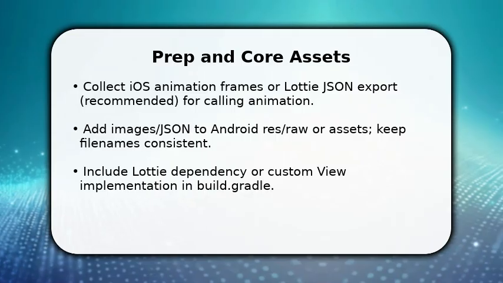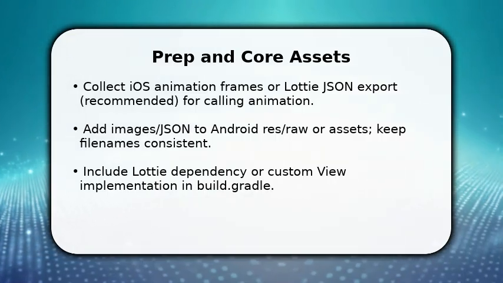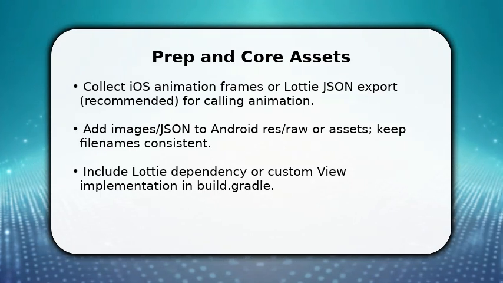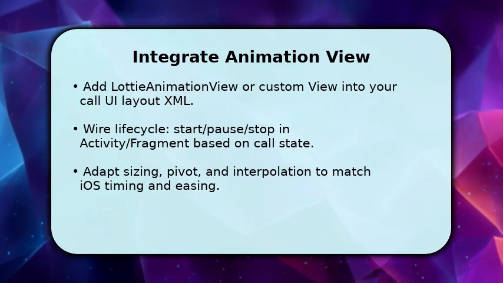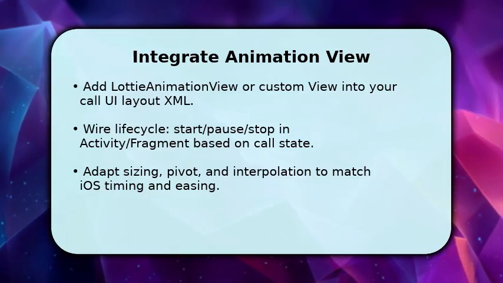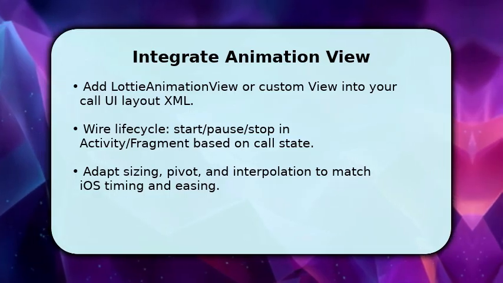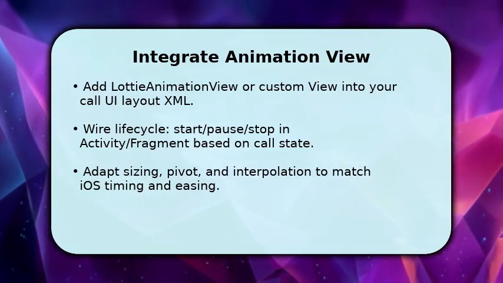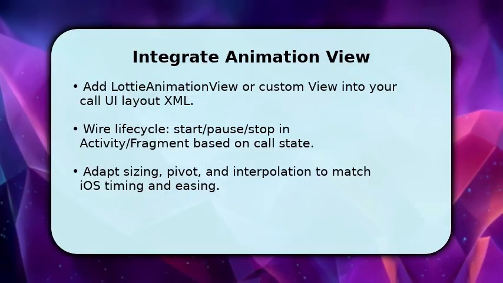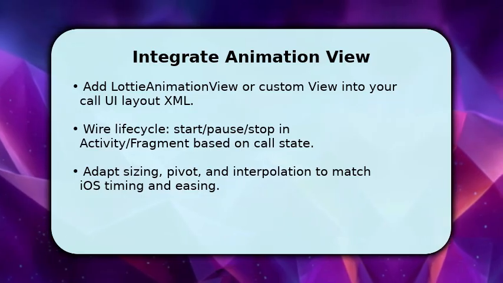Make sure to keep file names stable so your code references are reliable, and verify asset scaling settings to avoid pixelation on Android. Now you integrate the animation view into the calling screen and wire it to call state. You will place a Lottie animation view or a custom surface view in the call layout and load the JSON asset programmatically.